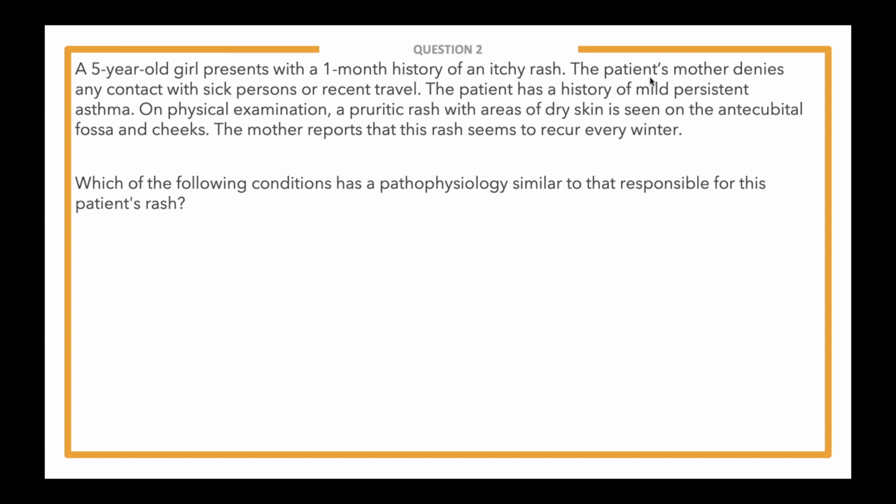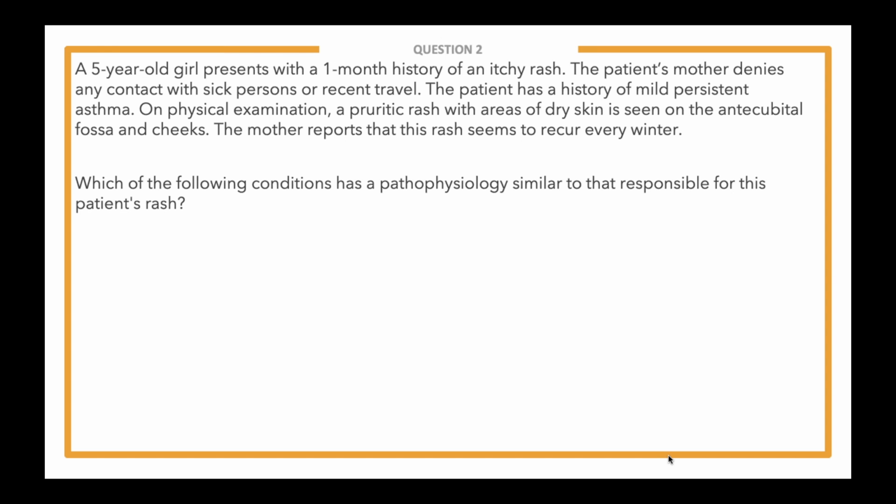I see the responses coming in, so let's go ahead and read that vignette together. A 5-year-old girl presents with a 1-month history of an itchy rash. The patient's mother denies any contact with sick persons or recent travel. The patient has a history of mild, persistent asthma. On physical examination, a pruritic rash with areas of dry skin is seen on the antecubital fossa and cheeks. The mother reports that this rash seems to recur every winter. Which of the following conditions has a pathophysiology similar to that responsible for this patient's rash?